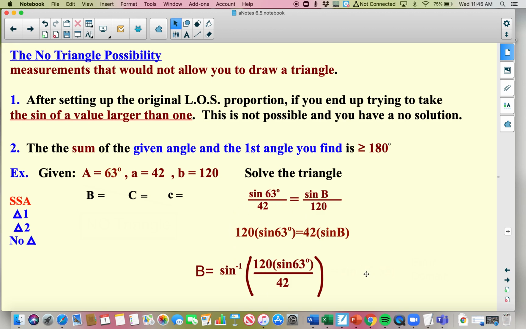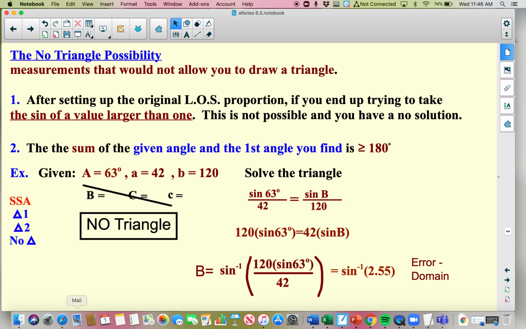So dump that into your calculator. I'll simplify that a bit. So I'm going to inverse sine. This is 2.55. You can't inverse sine a ratio larger than 1. So I already know this is not possible. If I went too quickly and typed that into my calculator, I'm going to get a domain error, which tells me, hey, there is absolutely no triangle possible. So those are probably the easiest ones you do because you get to stop.